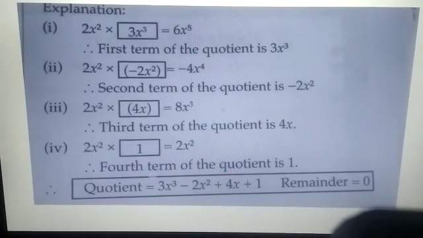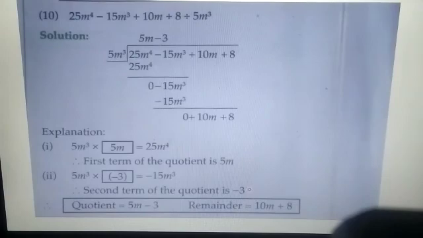In this way what do we get as a quotient? 3x cube minus 2x square plus 4x plus 1 is the quotient, and remainder is 0. Now children, the 9th sum is also over. Now let us come towards the 10th sum.